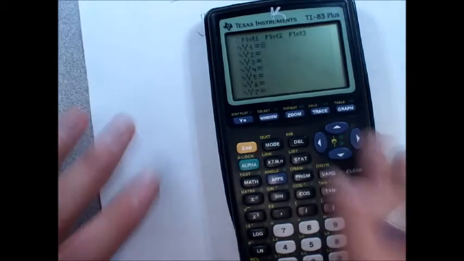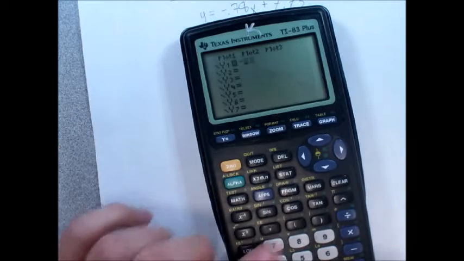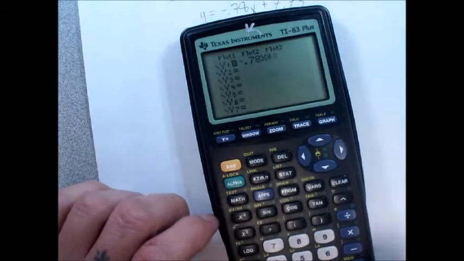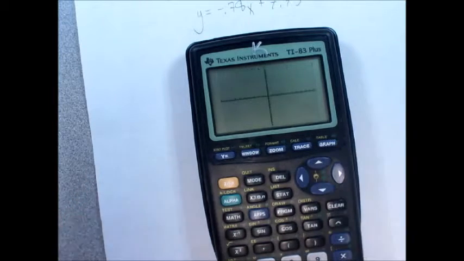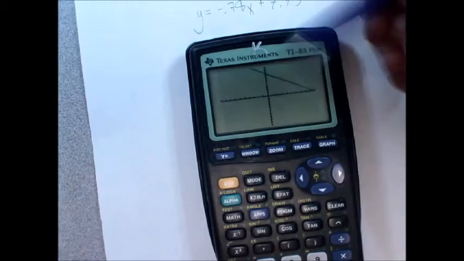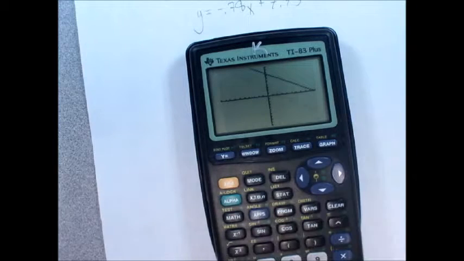And I can put this into my y equals function and type those in. So -0.78x plus 7.73, and graph. And I should be able to see the line. So that'd be the line of best fit. And of course, you guys already knew how to do that part of it, but just know what you're using linear regression for. So you can put that into your y equals.